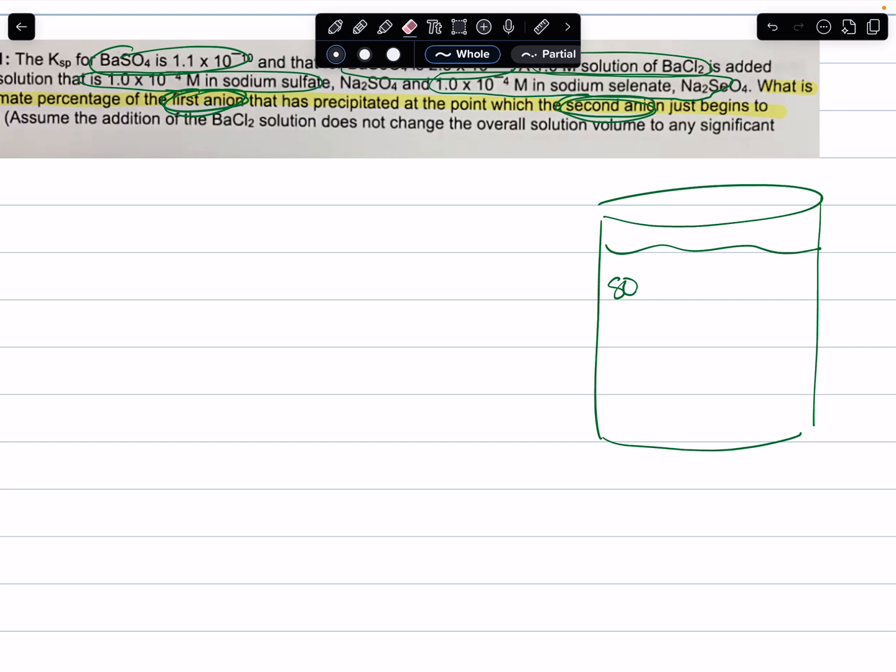In which I have sulfate ions and selenate ions. Now in addition, I have sodium, but one of my spectator ions here is going to be sodium. So I'm not going to put it in my beaker. It's there, but it's not going to participate in our reactions. So I just don't want it to clutter up my beaker.